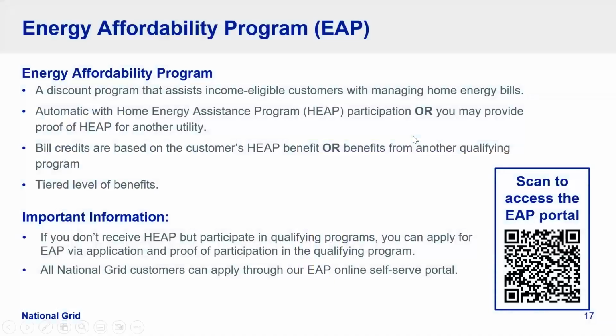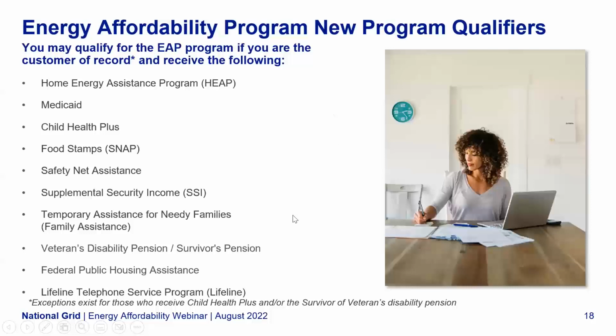And then I'm going to go over energy affordability. This is directly through National Grid. If a customer receives HEAP, then they are automatically qualified for the energy affordability program. They don't need to do anything further. It is a bill discount, so it varies depending on your income. It's anywhere from $3 up to, I think, $17 or $18, and that's monthly on your bill. If people don't receive HEAP, they can apply online through National Grid, which is on the next slide. They just have to be receiving one of these programs to apply for the energy affordability program.